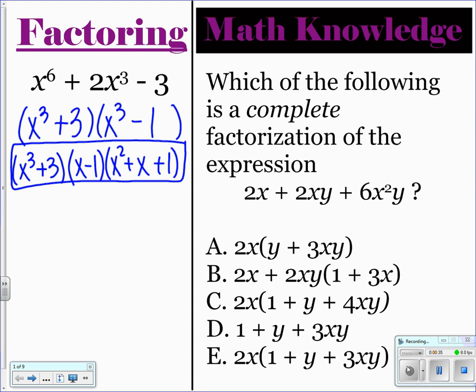For the math knowledge question, it asks about a complete factorization here. Well, all of these have a 2 in common, and they also have an x in common. And so if we pull out a 2x, we're left with 1 plus y plus 3xy. And so that is E. So that'd be your answer for your math knowledge question.